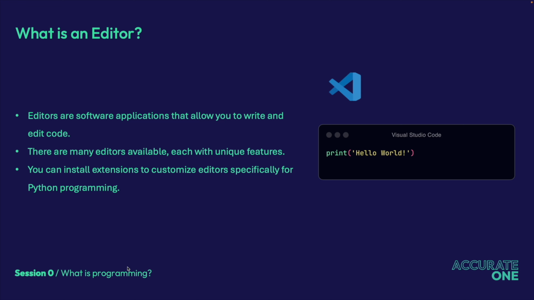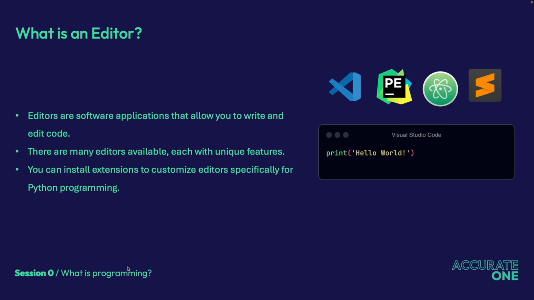Visual Studio Code is one of the most popular, known for its flexibility and a huge variety of plugins that can enhance your coding experience. PyCharm, on the other hand, is more of an integrated development environment, or IDE, offering powerful tools built right in, which can be very helpful as you advance. Other fantastic editors include Atom and Sublime Text.